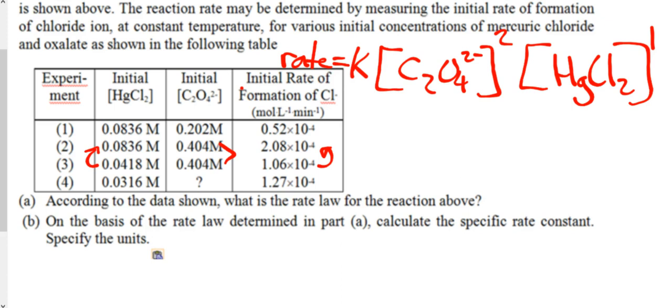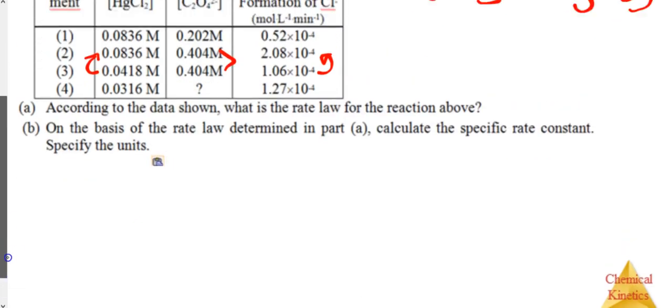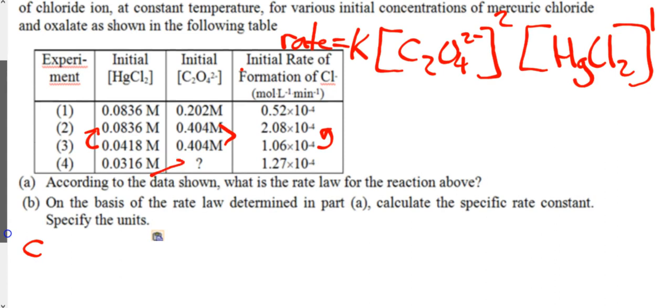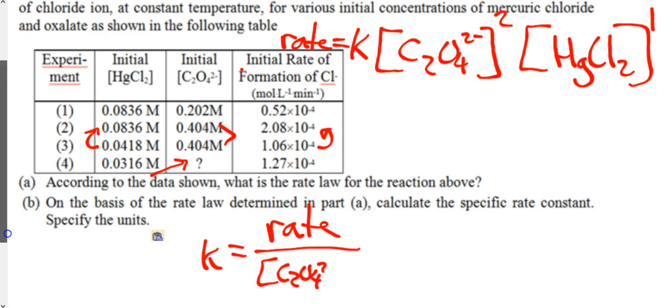On the basis of the rate law determined in Part A, calculate the specific rate constant, specify the units. I don't know why C is not on here. C, by the way, is to find the question mark, so we'll do that also. All right, so the rate law, the rate constant, K, will be equal to rate divided by [C2O4 2-] squared and [HgCl2] to the first.